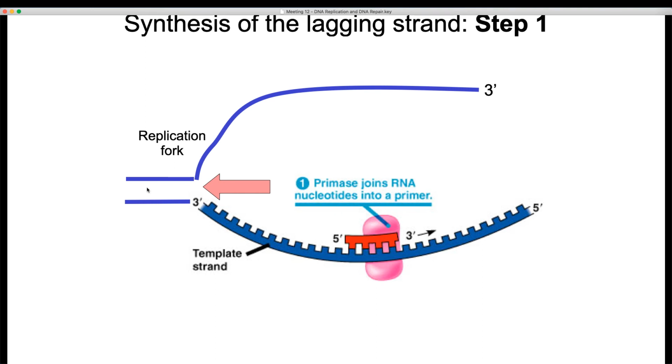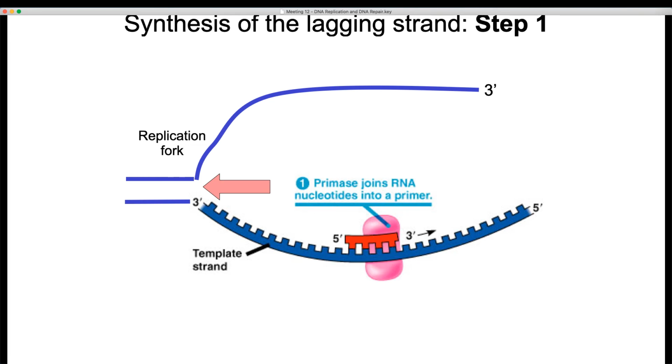But notice, here's our replication fork. It's opening in the right to left direction, but that primer and everything after that primer is going to be built in the left to right direction, the opposite direction of the replication fork. So 5' to 3'. In red, we have an RNA primer.